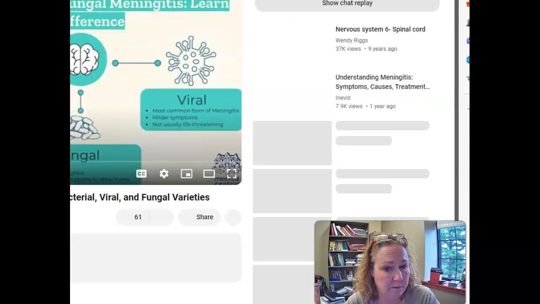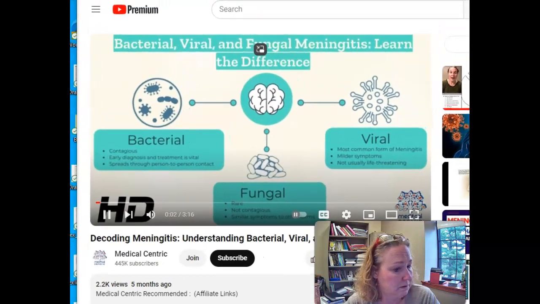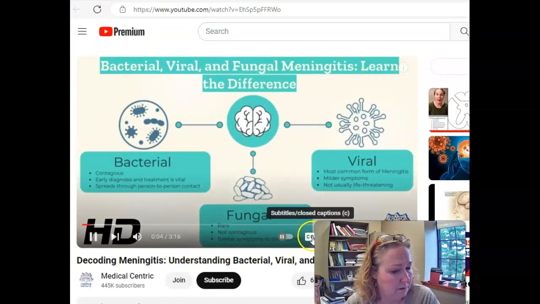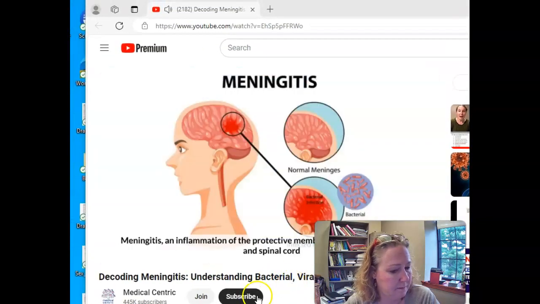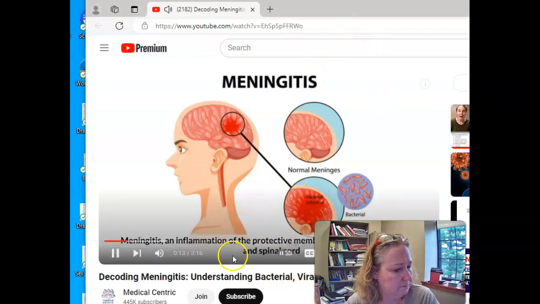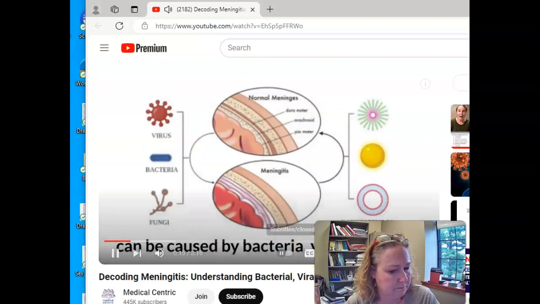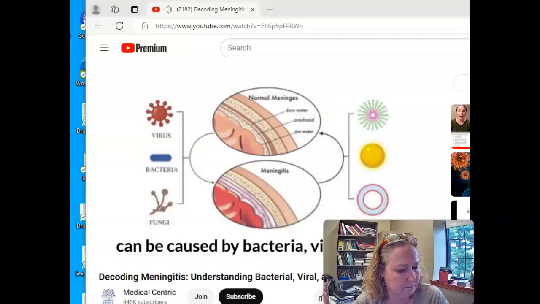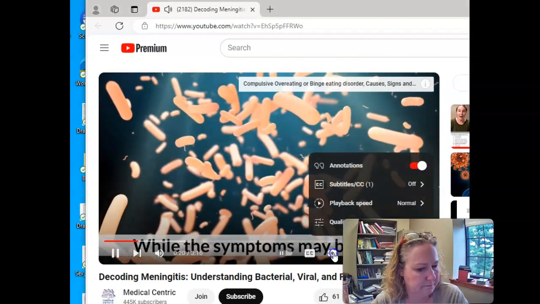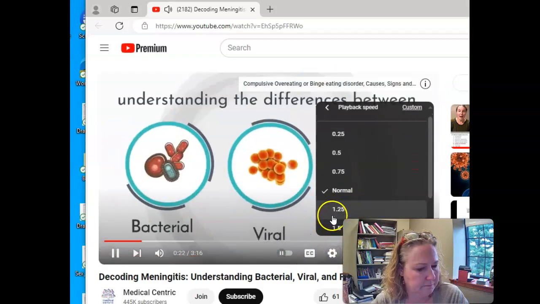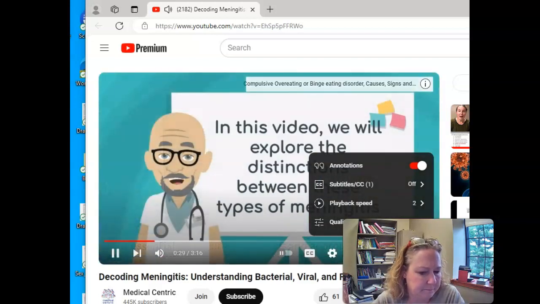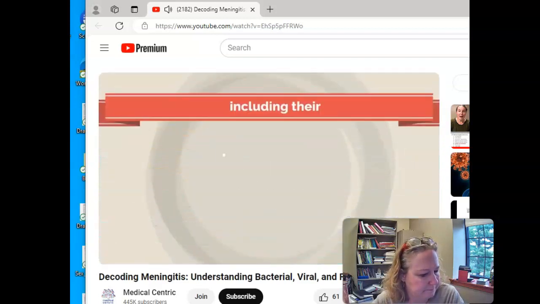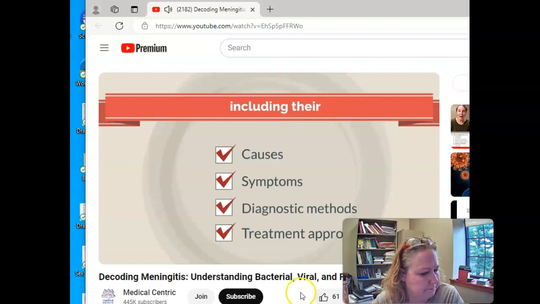Maybe. Oh. Today's medical-centric topic is bacterial, viral, and fungal meningitis. Learn the difference. Meningitis, an inflammation of the protective membrane surrounding the brain and spinal cord, can be caused by bacteria, viruses, or fungi. While the symptoms may be similar, understanding the differences between bacterial, viral, and fungal meningitis is essential for accurate diagnosis and appropriate treatment. In this video, we will explore the distinctions between these types of meningitis, including their causes, symptoms, diagnostic methods, and treatment approaches.